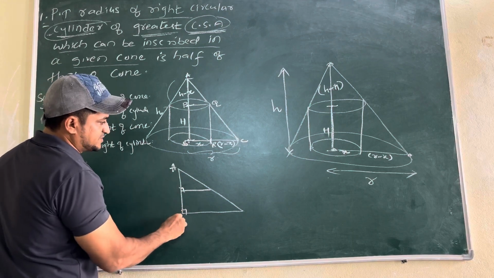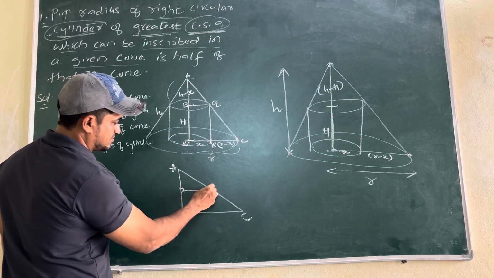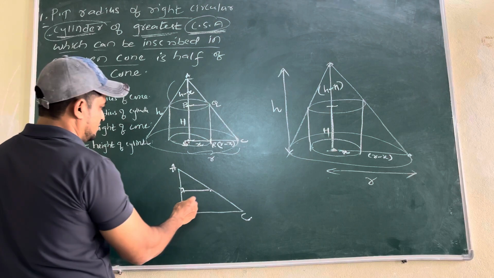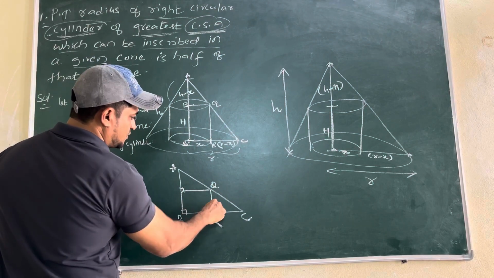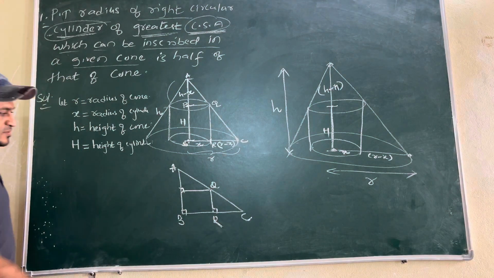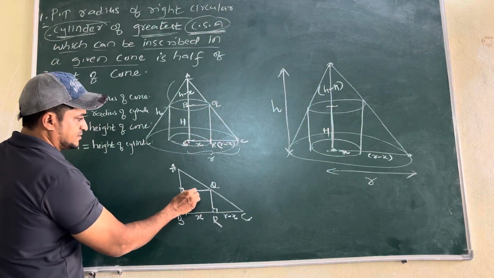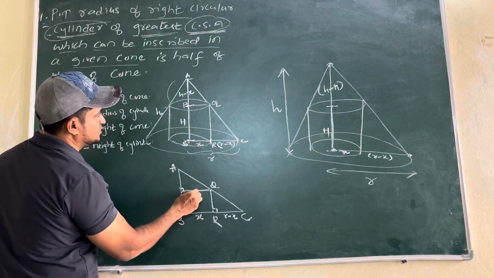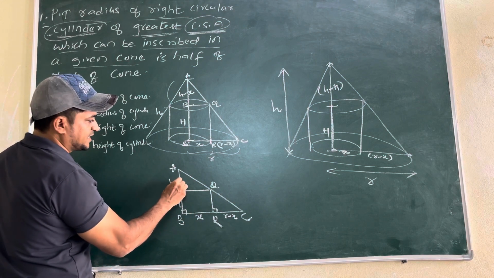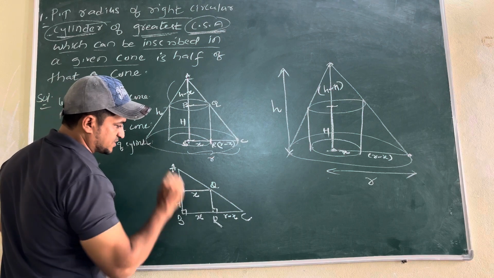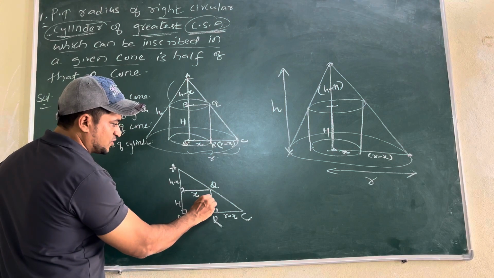One is ABC and one is QRC. This is x, this is r minus x. If this is x, this is also x. Total height, this is h. This one is h minus H. This is x, this is also x. In that way you can remember, if this is h, this is also h. Better to consider this triangle.